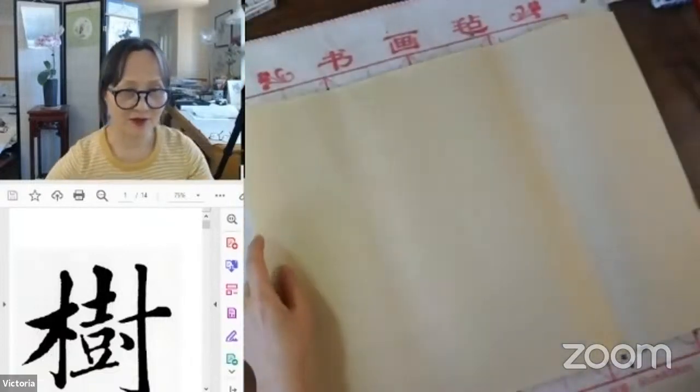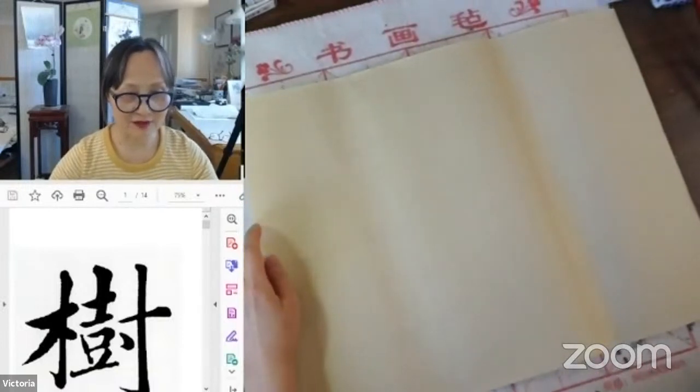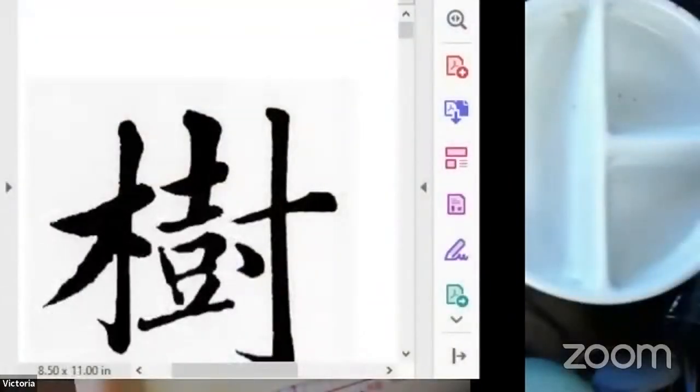Okay, we have basically two things to do today, characters and also the tree trunk and the main branch. Okay, do here. Cannot see my handout. Oh, it's here.